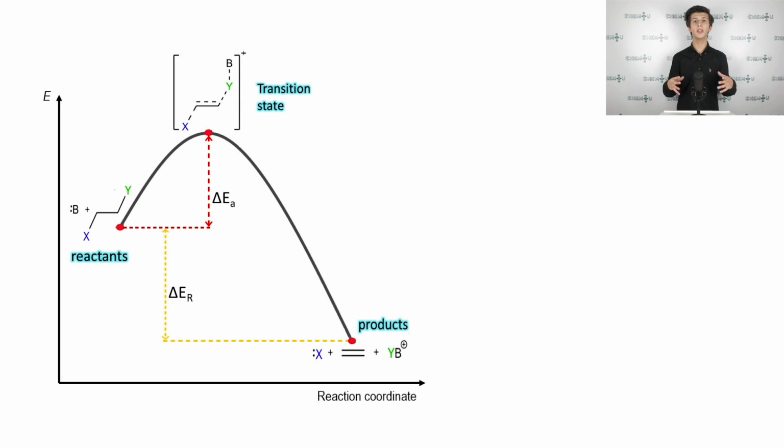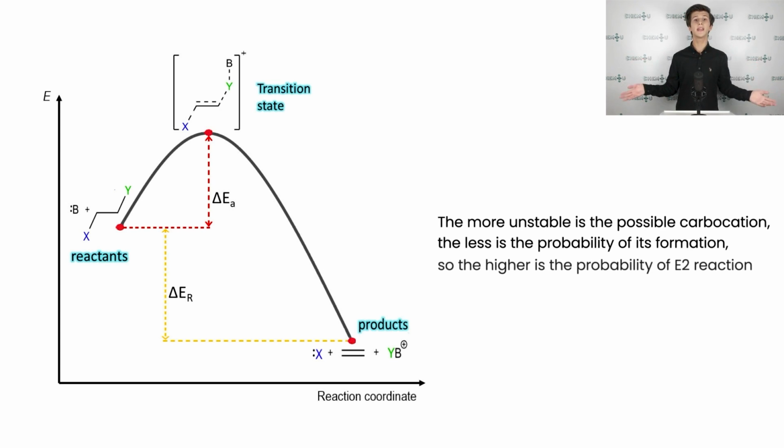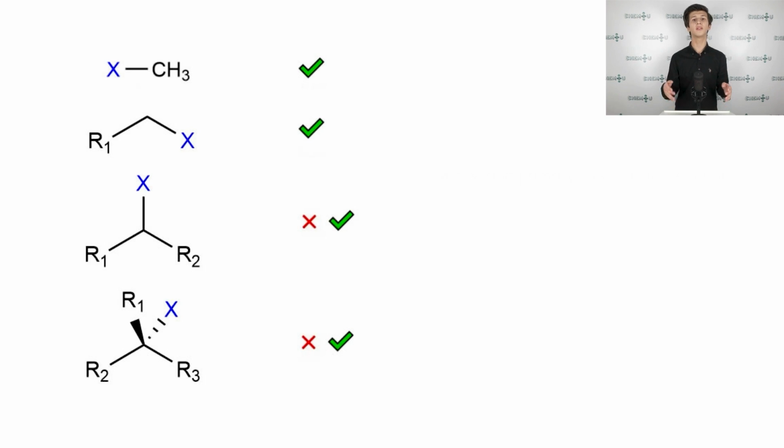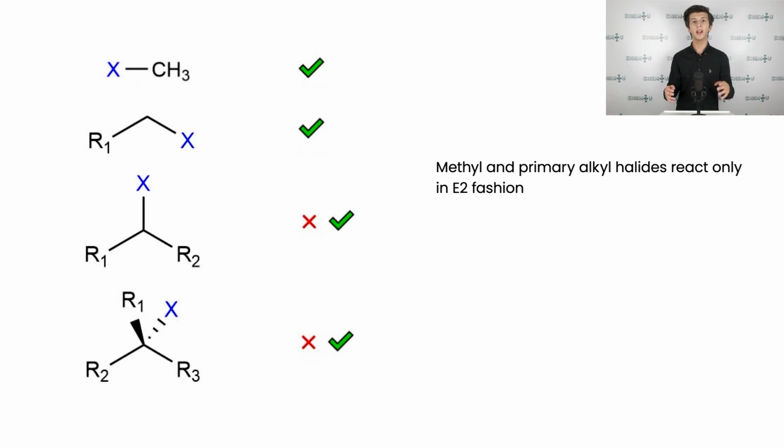In contrast to E1 mechanism, where the stability of carbocation had a positive influence on the probability that reaction will follow this mechanism, the opposite is true for bimolecular, E2 elimination. The more unstable is the possible carbocation, the less is the probability of its formation, so the higher is the probability of E2 reaction to occur. For instance, methyl and primary alkyl halides react only in E2 fashion as the corresponding carbocations are too unstable.